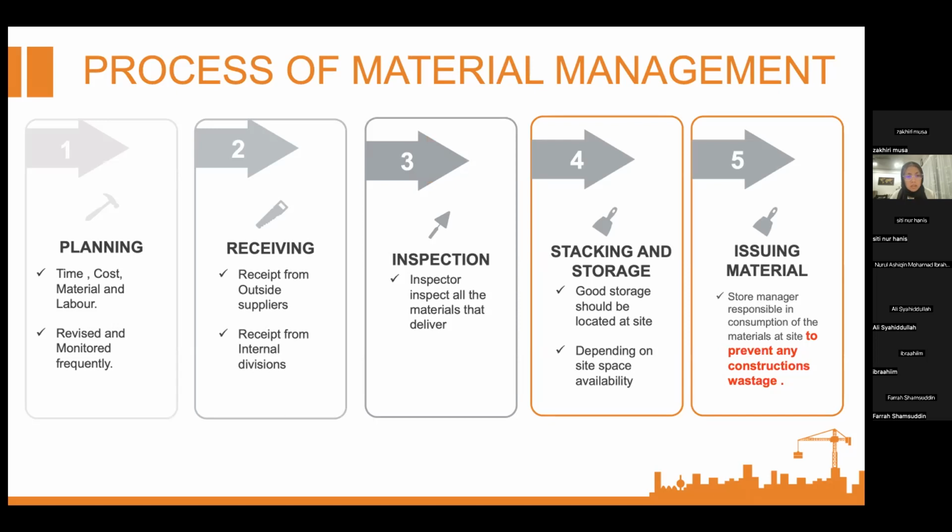So the second process is receiving. There are 2 types of system of receipt in material management, which are receipt from the outside supplier and receipt from the internal divisions.